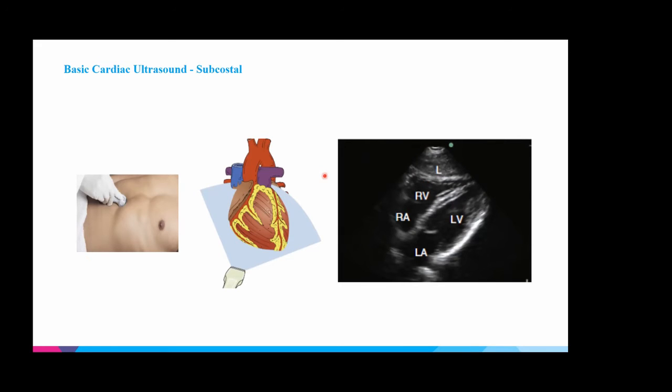And then to get your IVC view from here, I don't think I had it here, but basically you just rotate the probe counterclockwise 90 degrees. And then you also change the angle to where the probe is pointing perpendicular to the patient's body. So you're changing the angle of the probe and then rotating counterclockwise 90 degrees to get to the IVC. So that's the basic cardiac stuff.